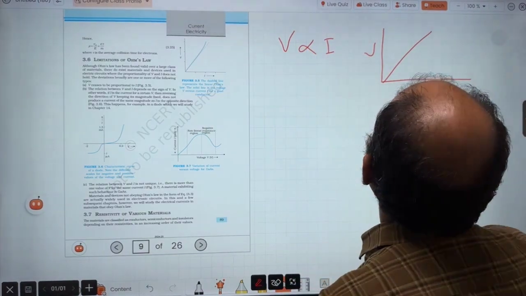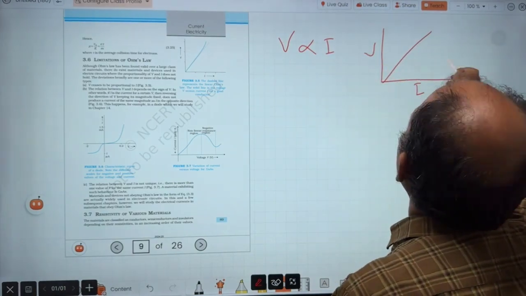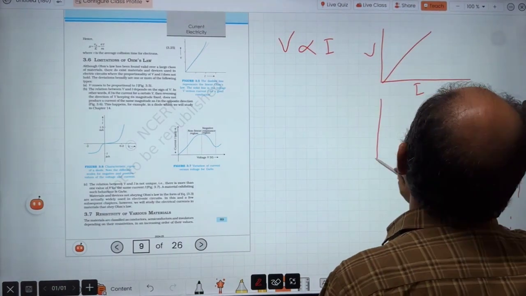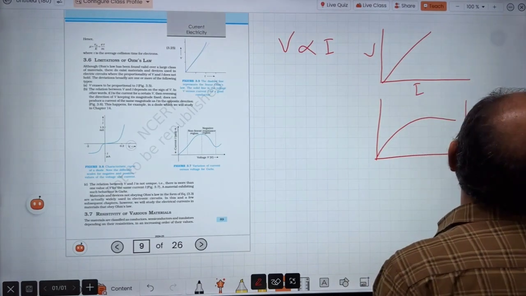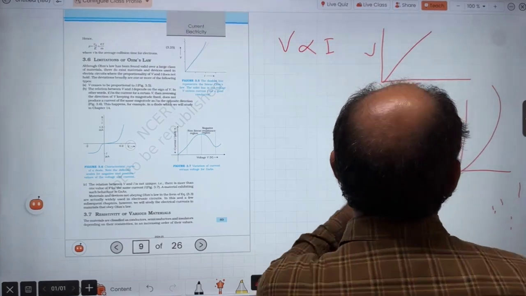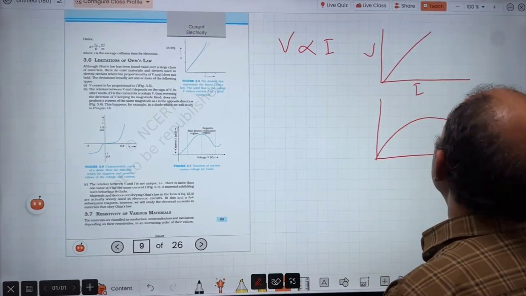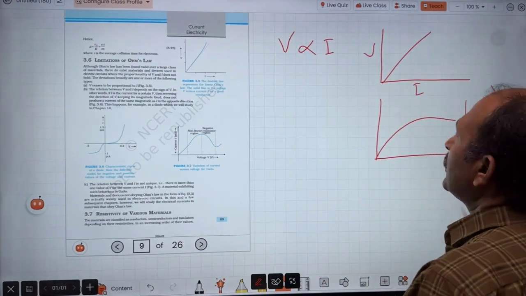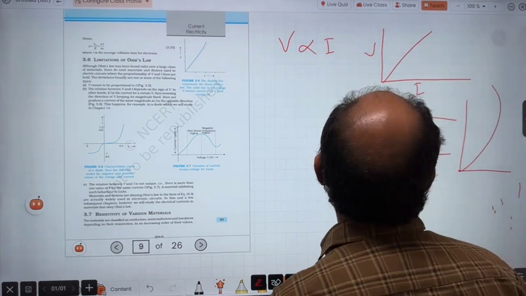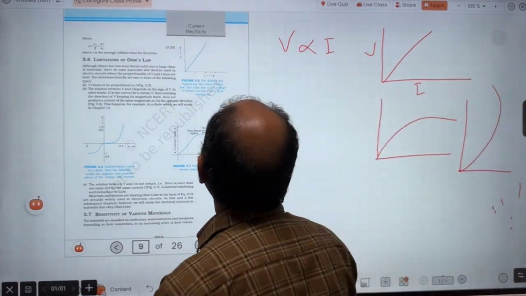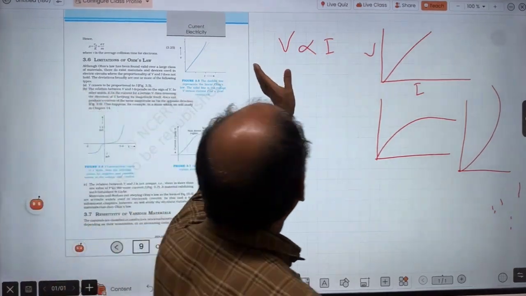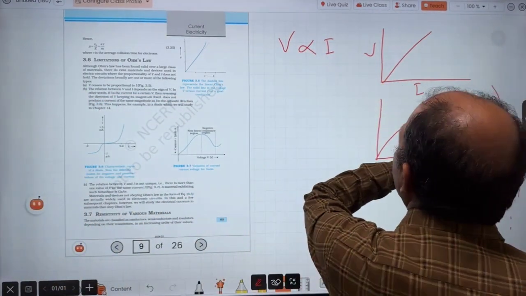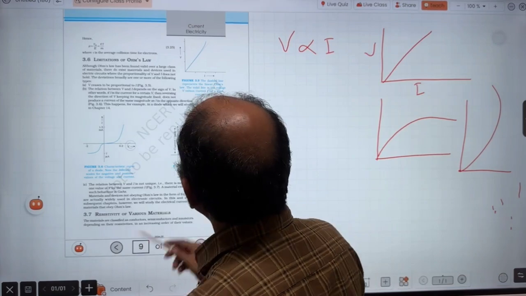But suppose it may happen that voltage is increasing, but current is not increasing linearly. Situations can be like this, suppose it is like this, or it is like this. In such cases, we say that there is a deviation from Ohm's law. There are different types of materials in which Ohm's law is not valid. Such materials are called non-ohmic conductors. Those materials that follow Ohm's law are ohmic conductors, and those that don't follow it are non-ohmic conductors.